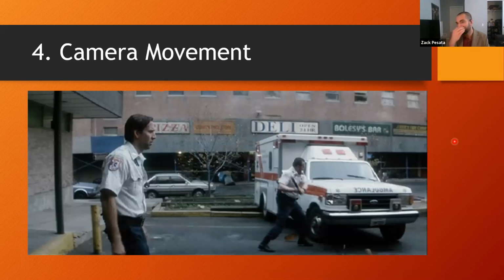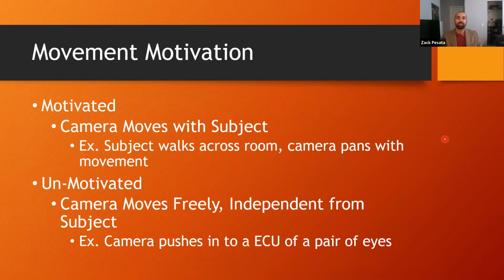So camera movement. Let's talk about camera movement. With camera movement, there's motivated or unmotivated camera movement. Motivated is when the camera moves with the subject. So if a subject is walking across a room and the camera tracks along with them, it's motivated. It's motivated by their movement.